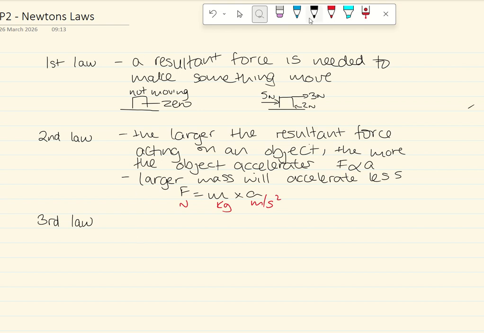Newton's third law. Now, the first and second law always link together, obviously, because to do the second law, you've got to work out the resultant force. Okay. The third one says when 2 objects interact, the forces they exert on each other are equal and opposite.